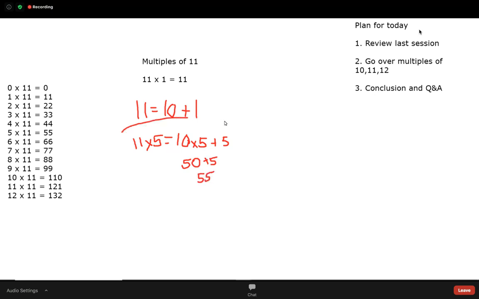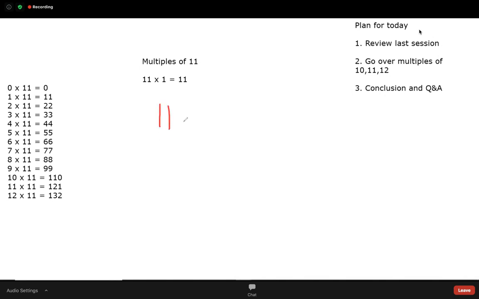So this is the strategy I recommend you take when you approach 11s. This is the one I'll be covering when we go over each of our practice problems. So with that being said, let's go ahead and do some practice. Let's try 11 times 13.